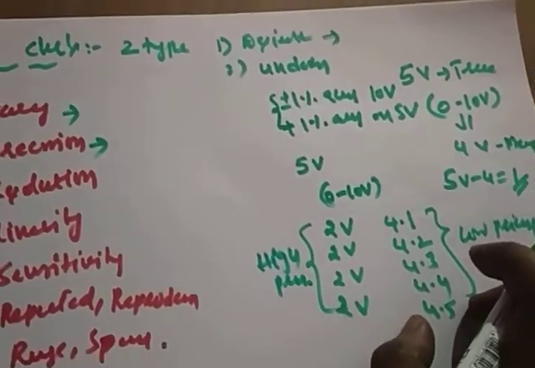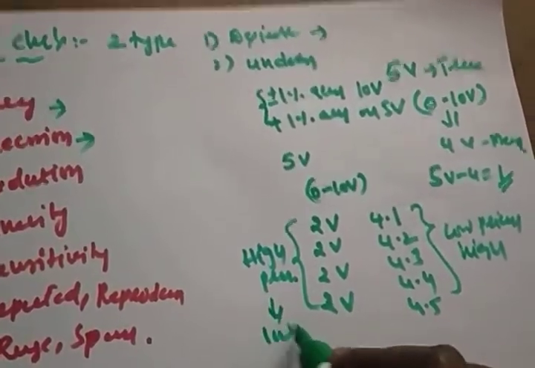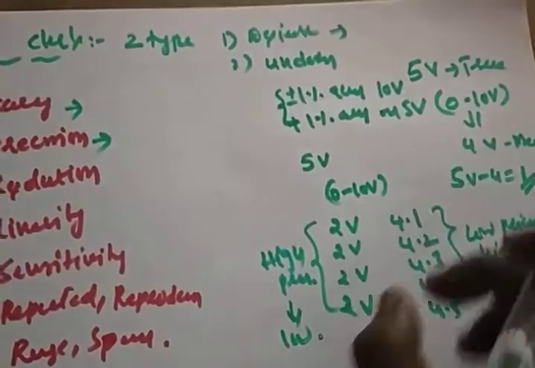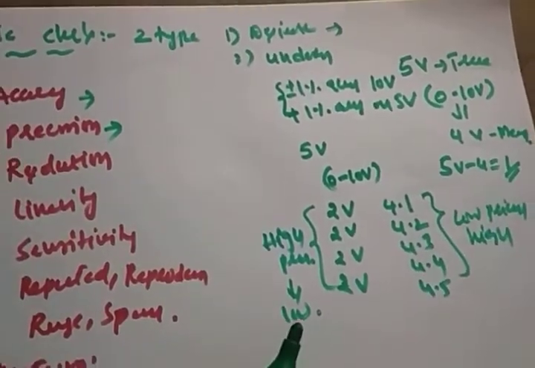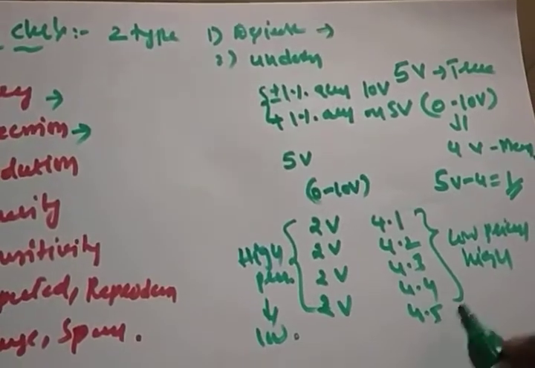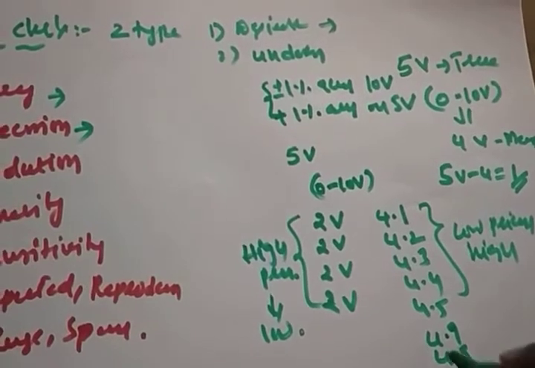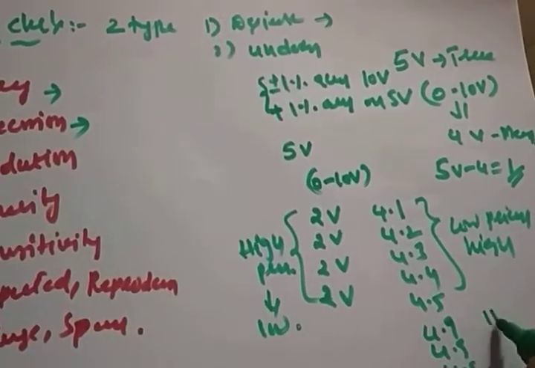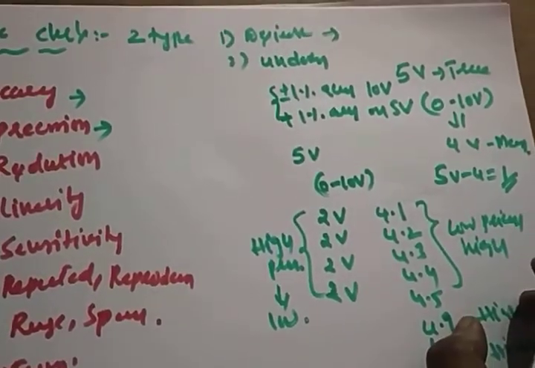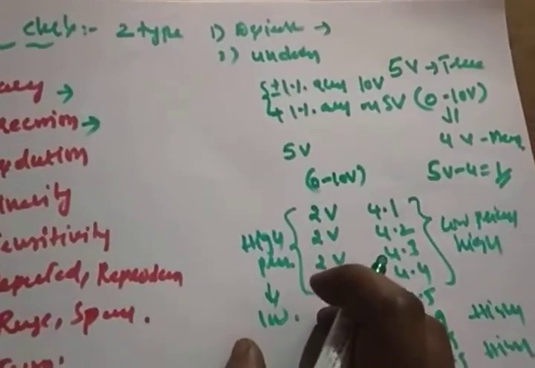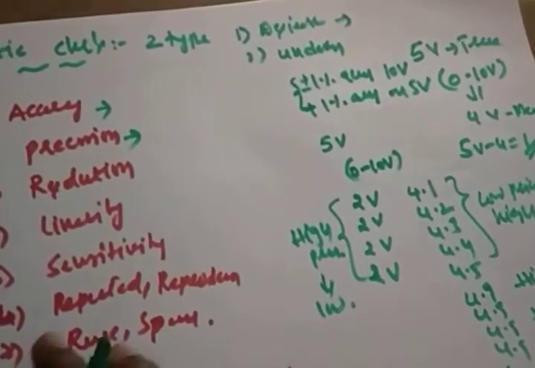So what about the accuracy here? The first has very low accuracy. That means all precise instruments may not be accurate, but all accurate instruments may be precise. This is very, very important. But suppose the value is 4.9, 4.9, 4.9, 4.9, 4.9. This is high precision, and also high accuracy. So all accurate instruments may be precise, but all precise instruments may not be accurate. This is a very important statement that we discussed in previous sessions also.